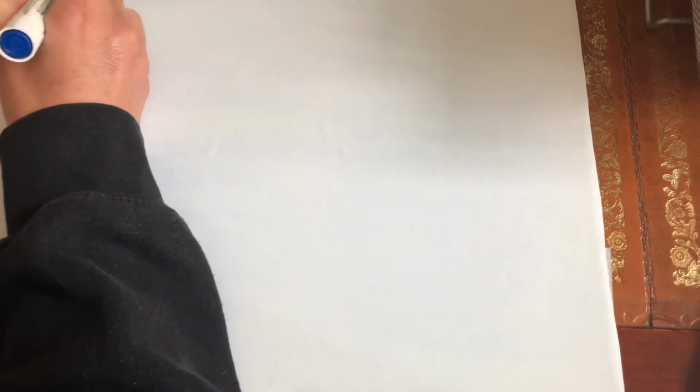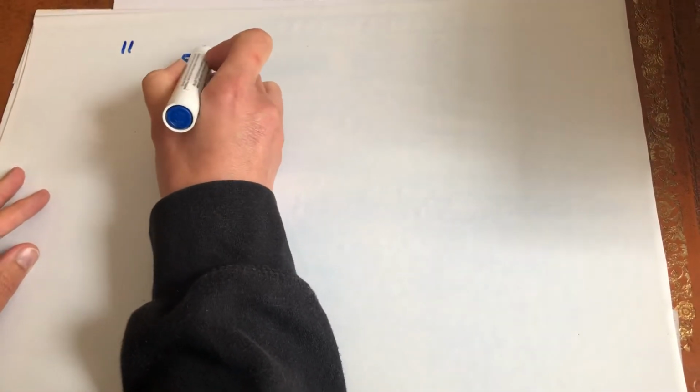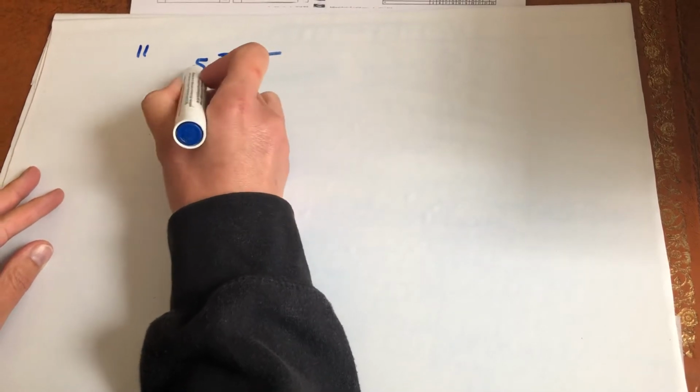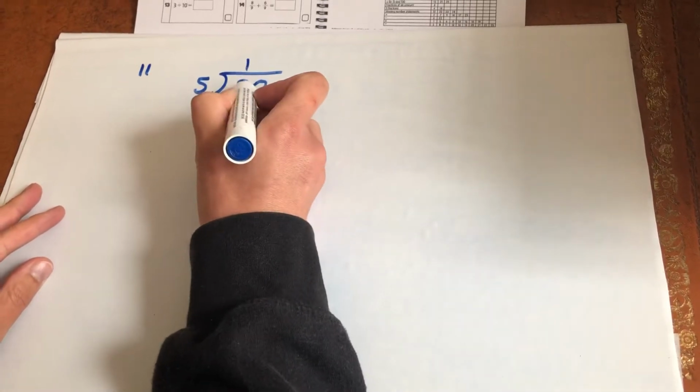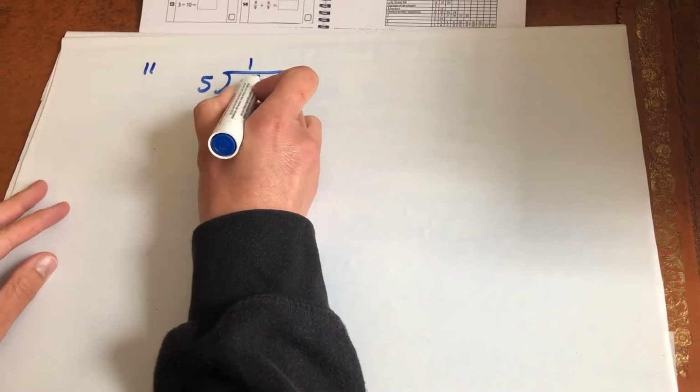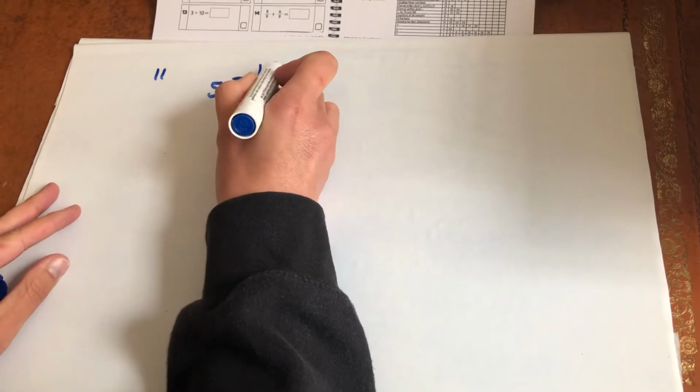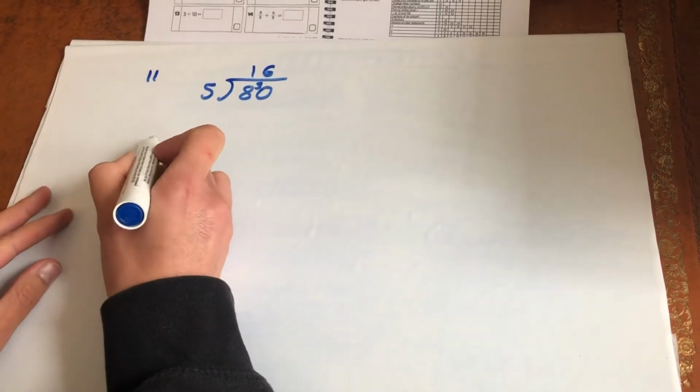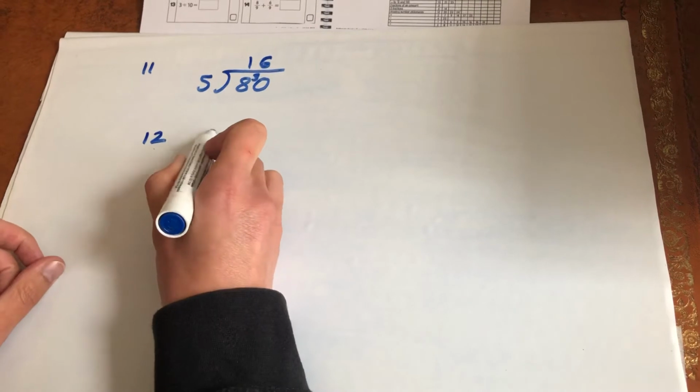Question 11. How many 5s go into 80? 5 goes into 8 once. 1 times 5 is 5, so there's 3 left over. How many 5s go into 30? 6 times.